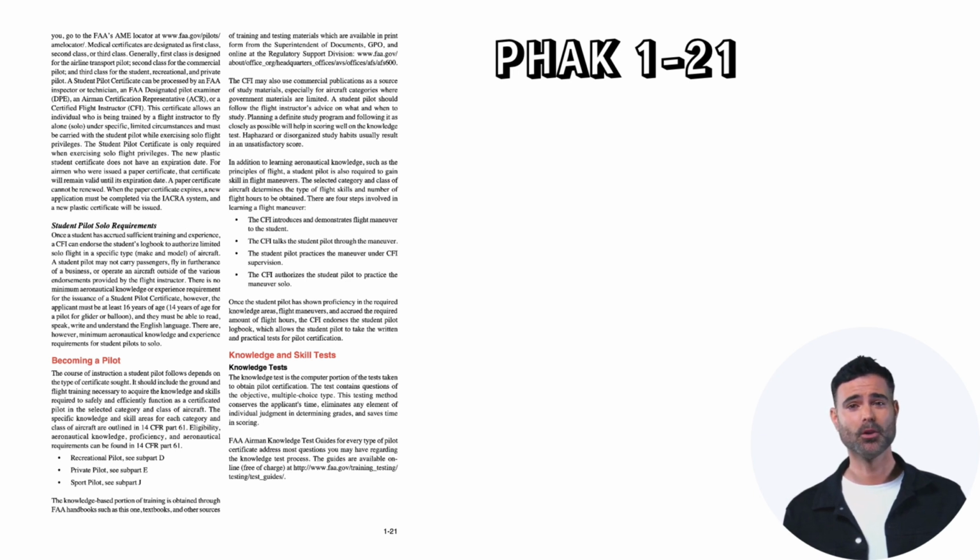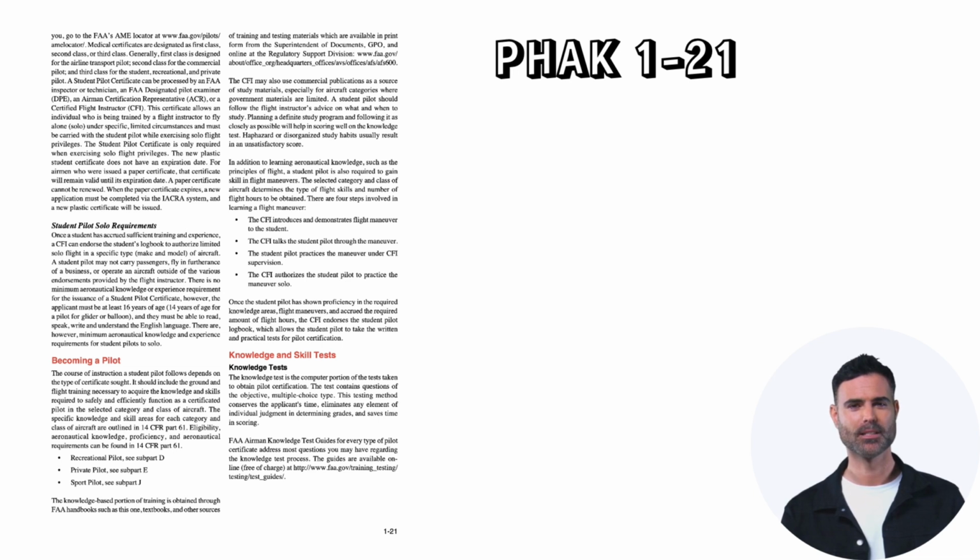Becoming a pilot. The course of instruction a student pilot follows depends on the type of certificate sought. It should include the ground and flight training necessary to acquire the knowledge and skills required to safely and efficiently function as a certificated pilot in the selected category and class of aircraft. The specific knowledge and skill areas for each category and class of aircraft are outlined in 14 CFR Part 61. Eligibility, aeronautical knowledge, proficiency, and aeronautical requirements can be found in 14 CFR Part 61.